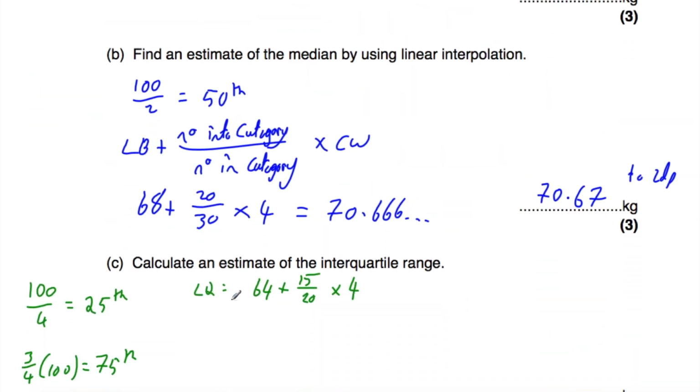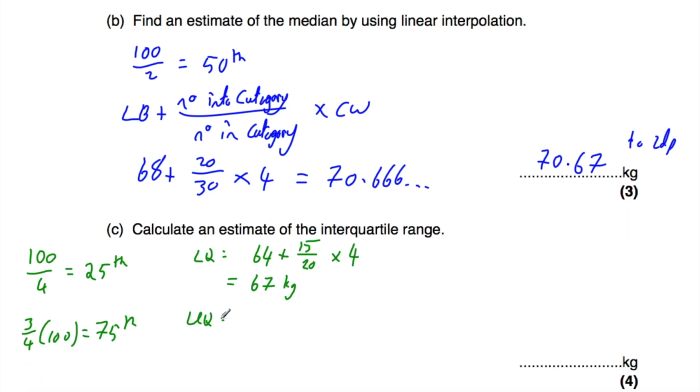So for our estimate for the lower quartile, we're going to do 64 plus 15 20ths times 4. This is actually quite easy because 15 20ths is 3/4, and 3/4 of 4 is 3, and 64 plus that would be 67. So for the lower quartile, our estimate is 67 kilograms.